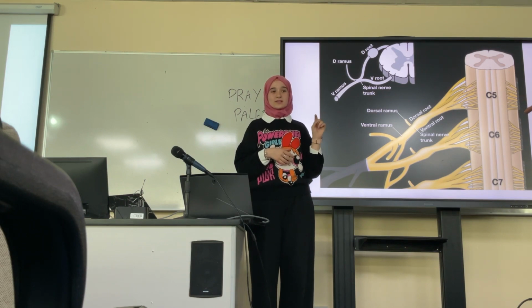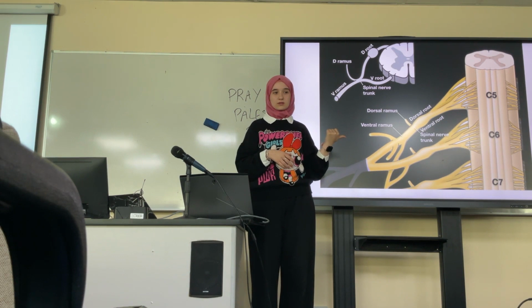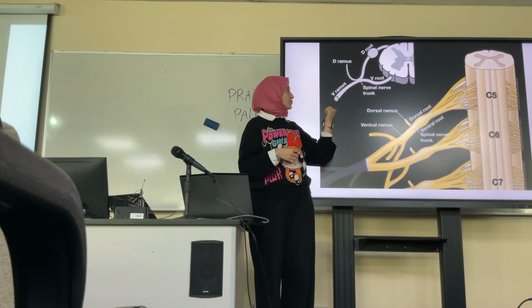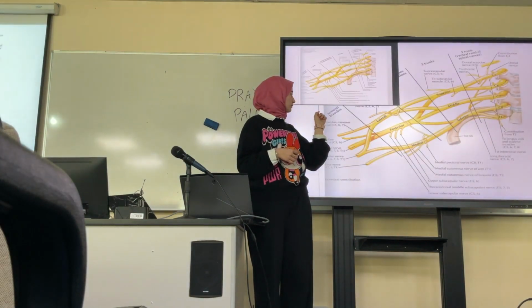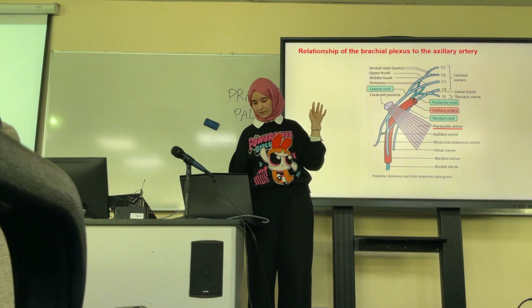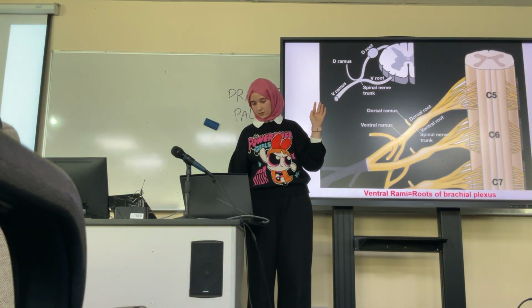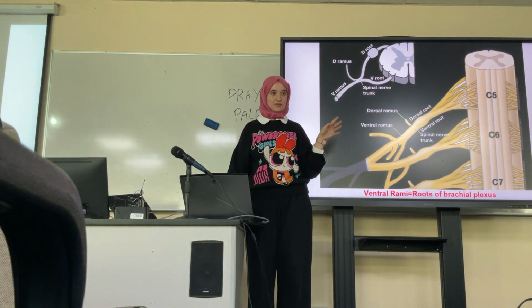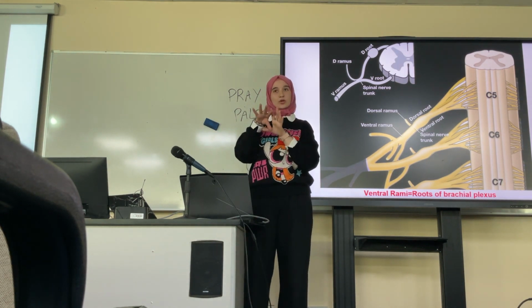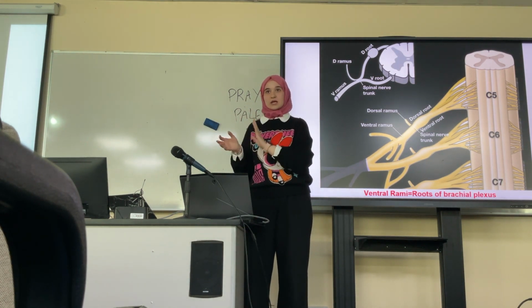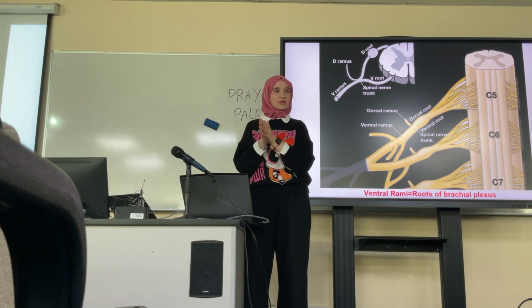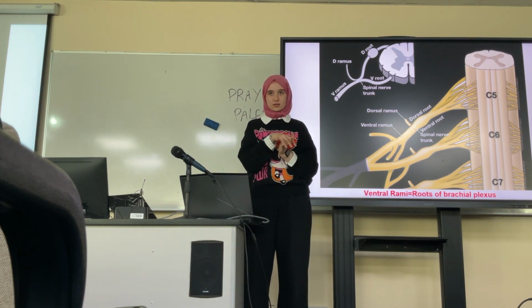So basically, where's the root of the brachial plexus? Not the trunks. The root of the brachial plexus is the rami, only the rami. So it does not have dorsal and ventral roots. Did you get it? So basically the roots of the spinal cord are totally different from the roots of the brachial plexus.